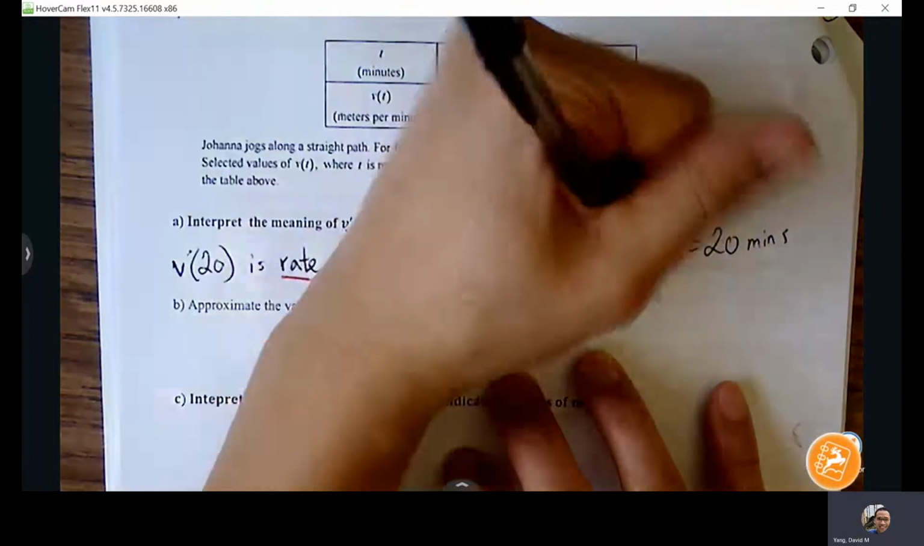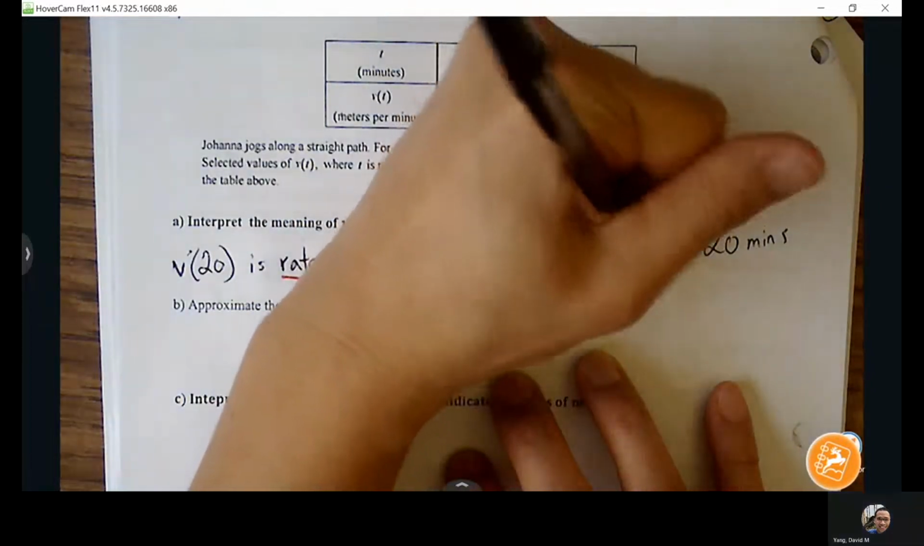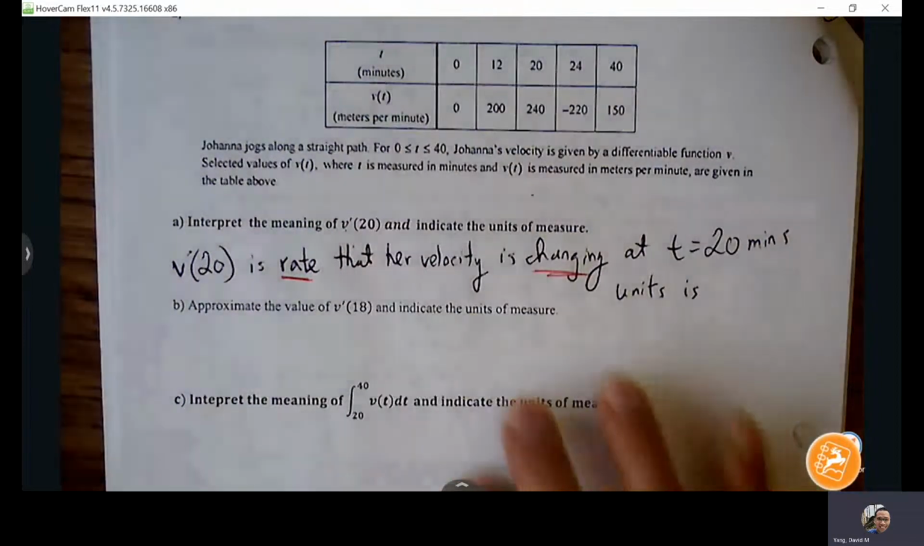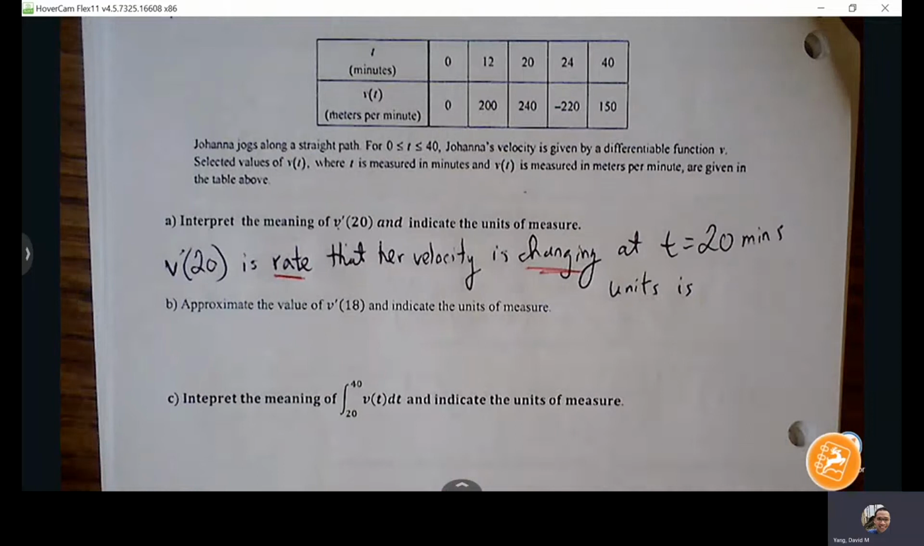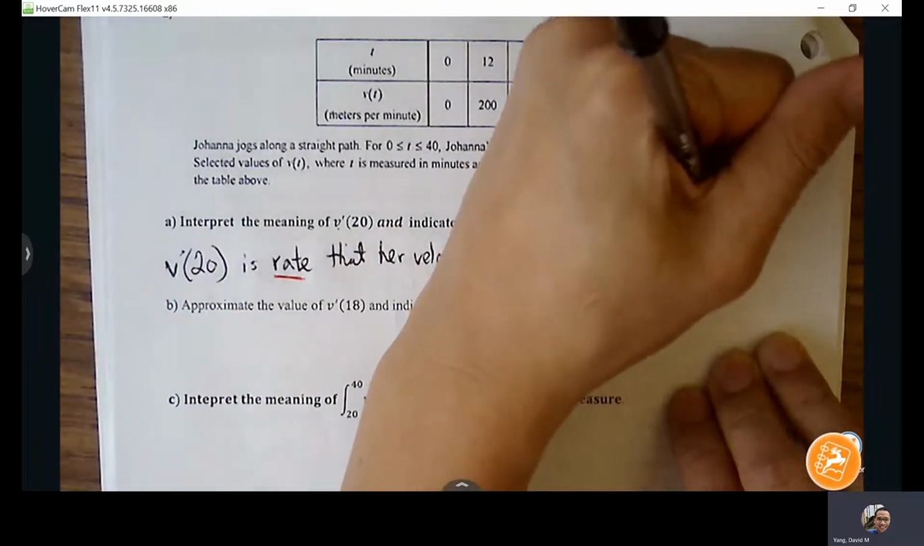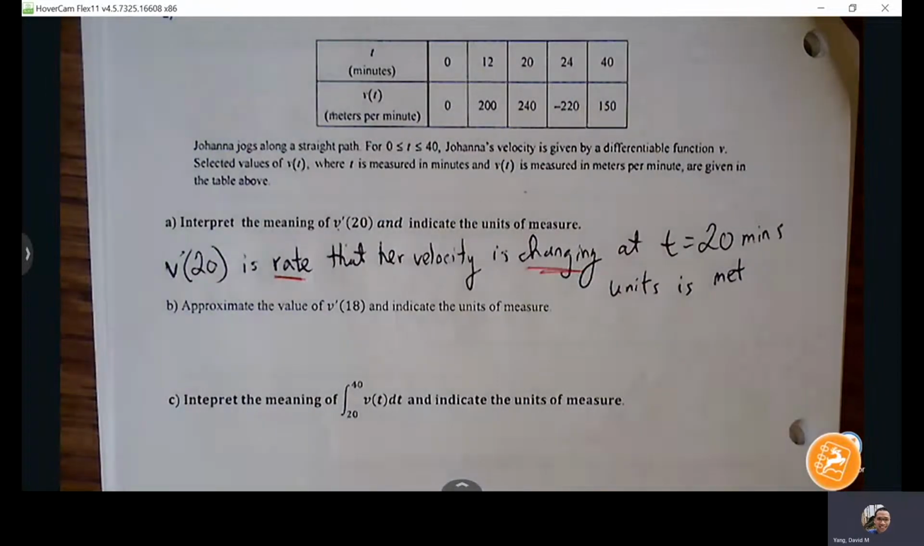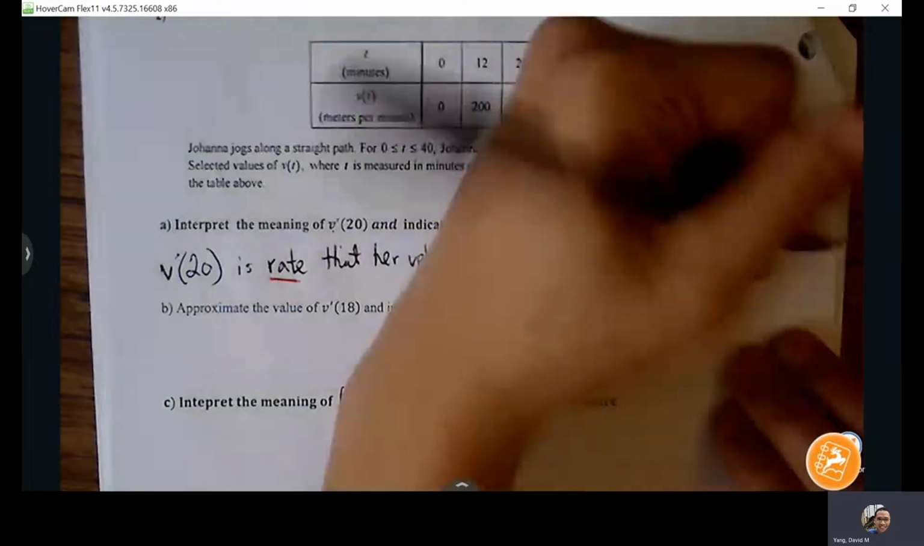And the units, what's the unit of measure? Right, meters per minute per minute, which is meters per minute squared. Anytime a derivative or integral is involved, you want your units to change. If it's a derivative, you keep adding more and more denominator units. But if it's an antiderivative, you're stripping away that denominator unit.